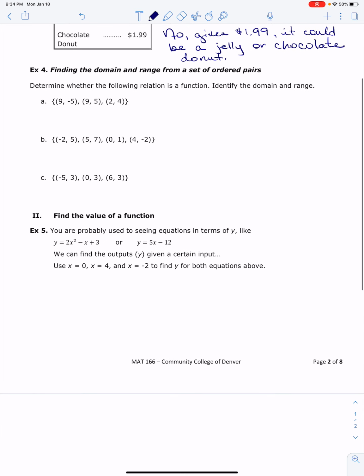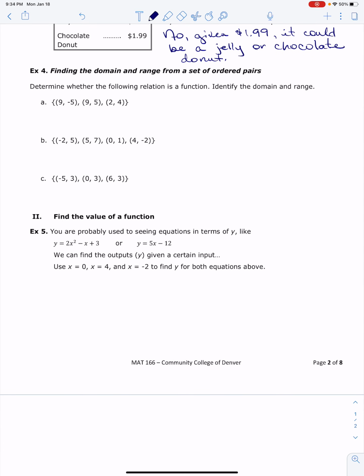Let's look at this a little different. We want to find the domain and range from a set of ordered pairs. And so here, the curly brackets means we're talking about a set. We've got parentheses in there telling us these are ordered pairs. So in A, I have a set of 3 separate points, so 3 different points there. My domain, I'm going to see if I can do this numerically. I've got a 9, a 9, and a 2. So my domain is 2 and 9. Notice that I do not need to repeat that 9. It only needs to be stated once.